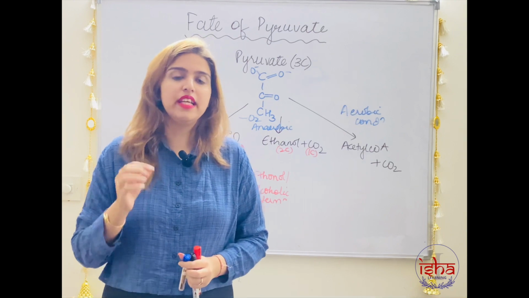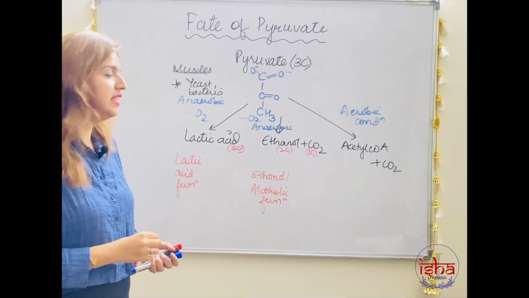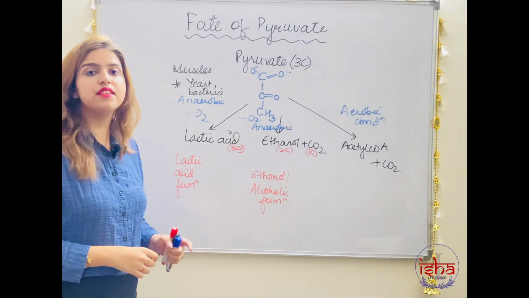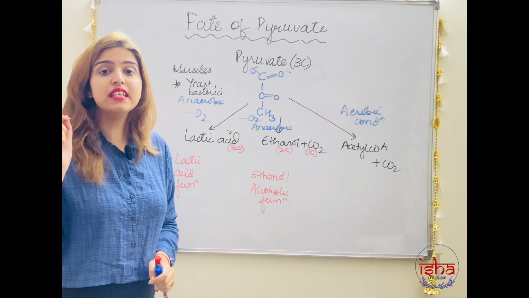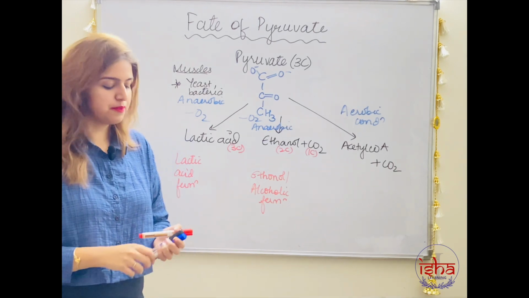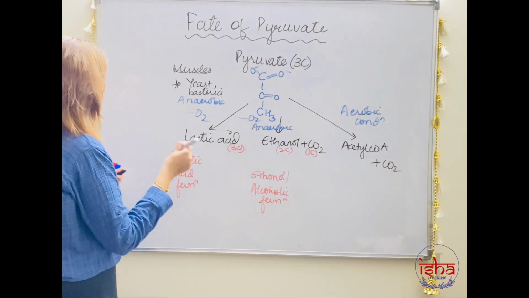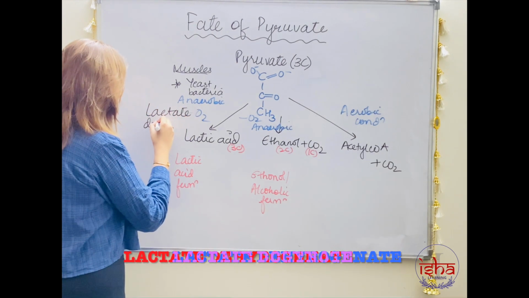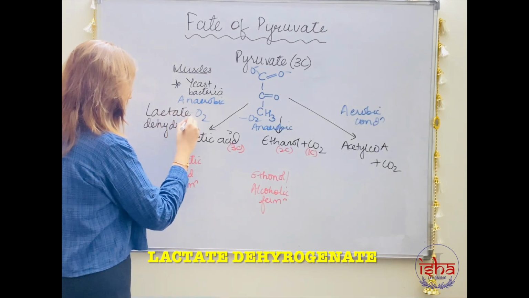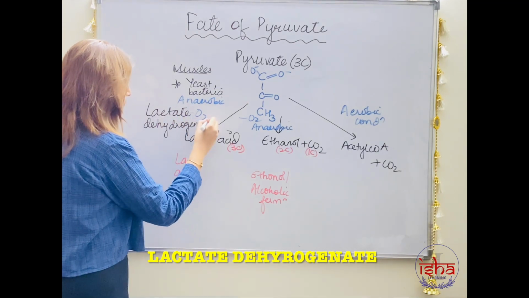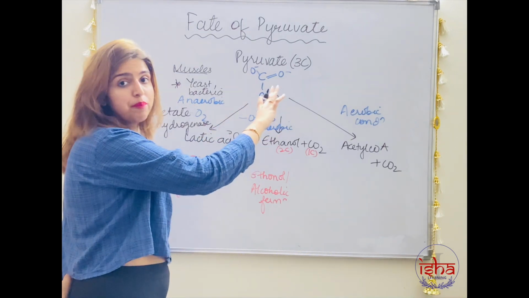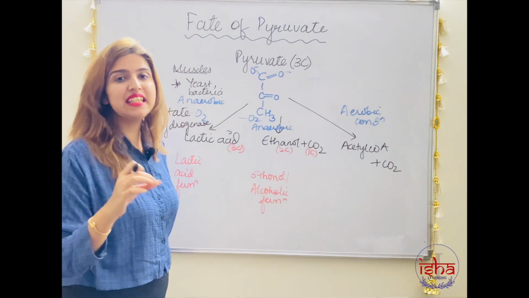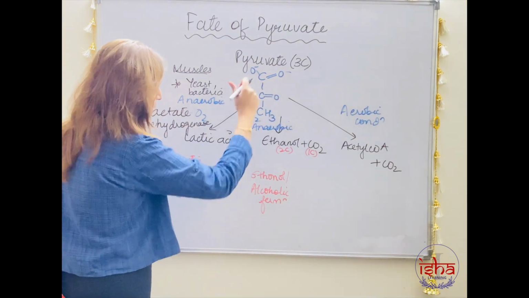Let's talk about each of them a little bit more in detail. Lactic acid fermentation, we know lactic acid is being formed. Which is the enzyme involved in this case? The enzyme involved is lactate dehydrogenase. This lactate dehydrogenase enzyme does what? See, this is the structure of pyruvate. What is going to be the modification in the structure of lactic acid? See, this is going to be the same.